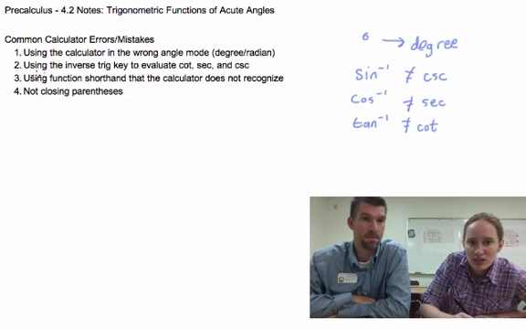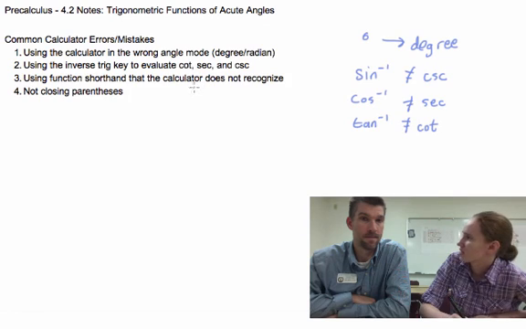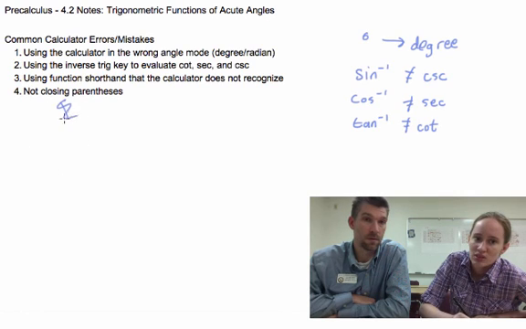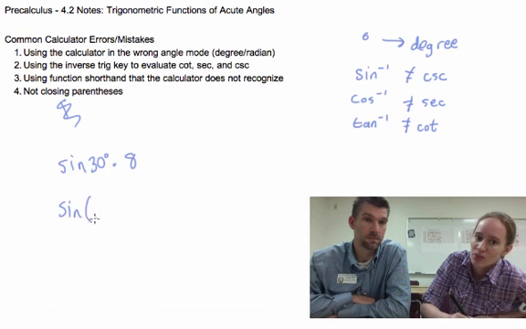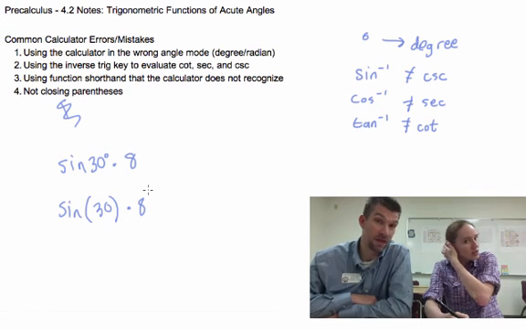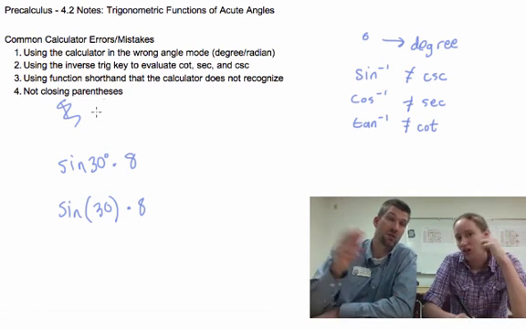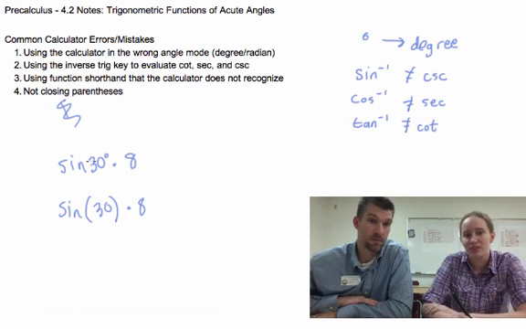All right. Using function shorthand that the calculator does not recognize. If you just type it into your calculator, really weird. For example, if we were doing sine of 30 degrees and multiplying that by 8, on your calculator it opens a parentheses, you put 30 in, you have to close that parentheses and multiply by 8. Or to prevent that from happening, just multiply by 8 to start with. Oh, but that was not closing parentheses. That was really the 4th option.